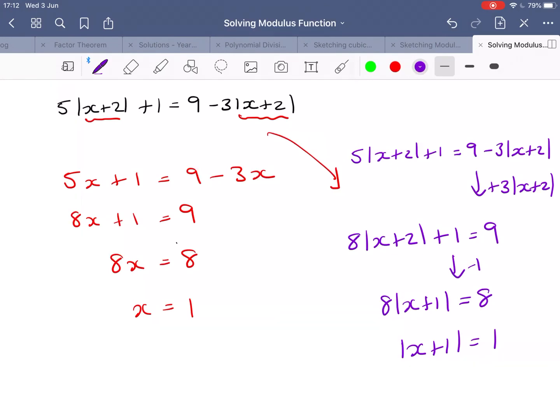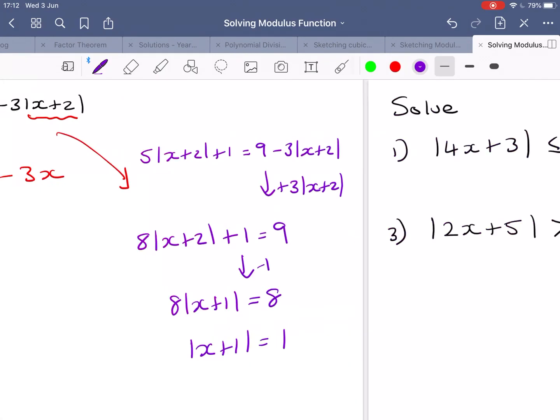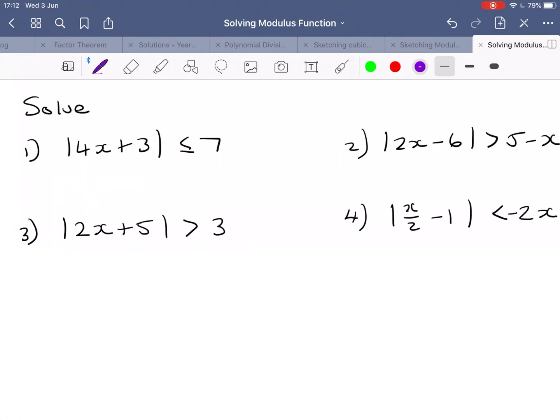Okay. Now I haven't done any questions like that because I don't think they're on the specification anymore. They're not in the guidance notes. But I wanted to show you them just in case. But here are 4 inequalities for you to have a quick go at. Press pause and I will then show you the answers.